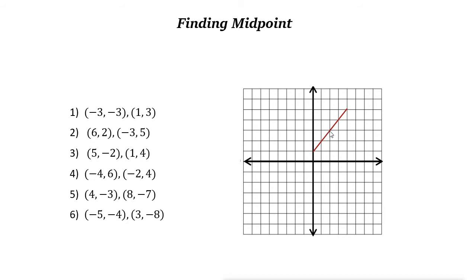Let's say here we have a point. This is the end point of the line segment. So the middle point is this point. If you have two points like this, then you can find the midpoint using this formula.